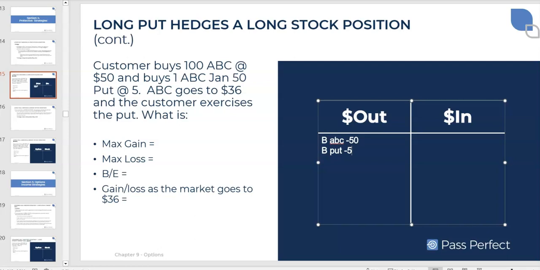So let's check this out. First off, bought the stock for $50 and then bought the put for $5. How much money has he spent so far? How much are we out of pocket right now? $55 out of pocket.